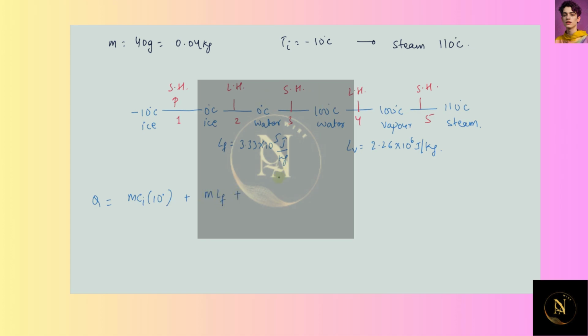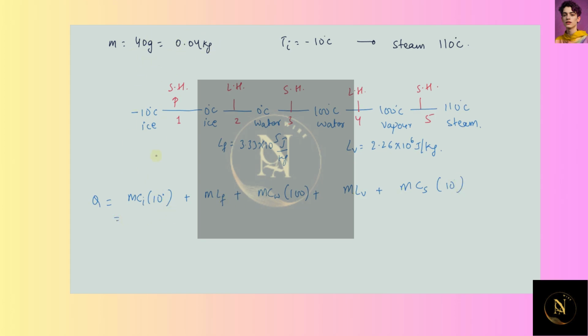for the third process we'll need the mass of water times the specific heat of water times the change in temperature. So here the change in temperature is 100 degrees Celsius, plus mass times the latent heat of vapor, plus mass times the specific heat of steam, that is Cs, times the change in temperature. So here the change in temperature is 10 degrees Celsius. So now we can plug in all the values.